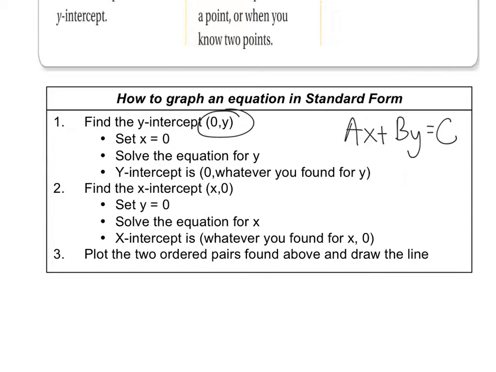So you now have two ordered pairs: (0, y) and (x, 0). What you're going to do then is plot the two ordered pairs that you found, and then draw your line. You should have two ordered pairs that look like these when you get finished.